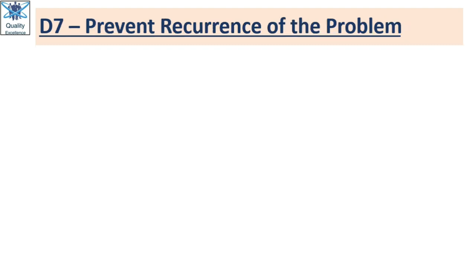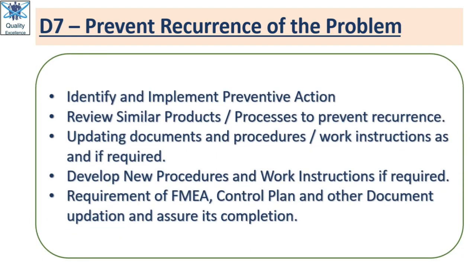And then D7, this stage is prevent recurrence of the problem, right? Here we should identify and implement preventive actions. We should review similar products and processes to prevent recurrence. If you have similar products and processes, then you should deploy horizontally. Whatever actions you are deploying in the current product or process, similar products and processes are to be looked at, and you should review that and implement the same actions there to prevent recurrence.